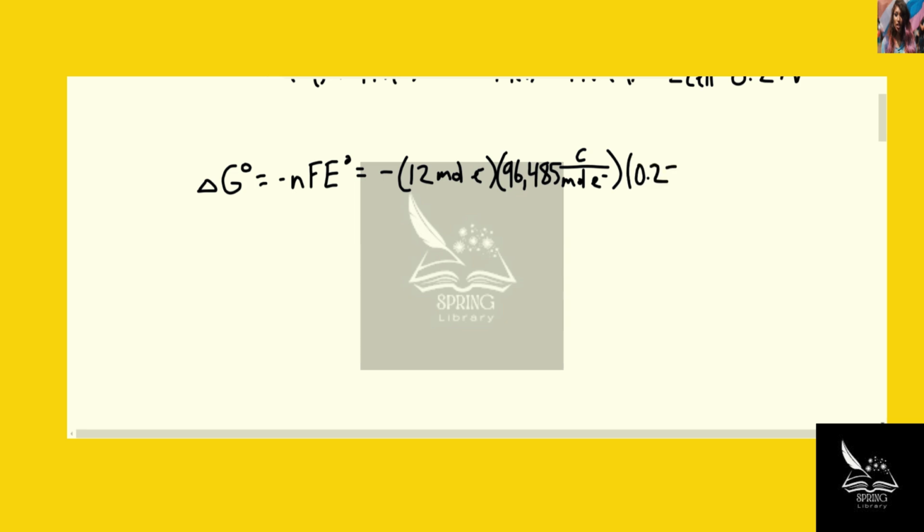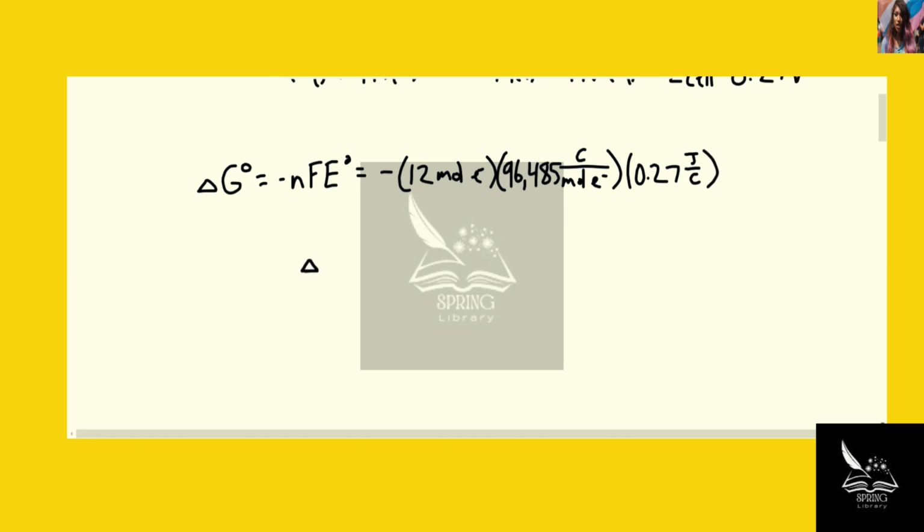So delta G is equal to negative N F E. N we saw was 12 moles of electrons. F is Faraday's constant of 96,485 coulombs per mole of electrons, times 0.27 joules per coulomb.